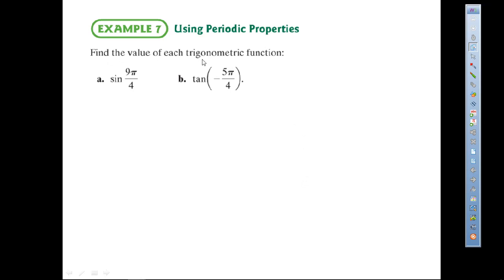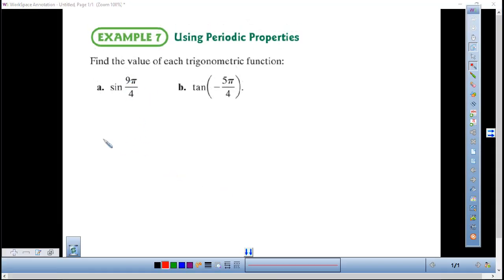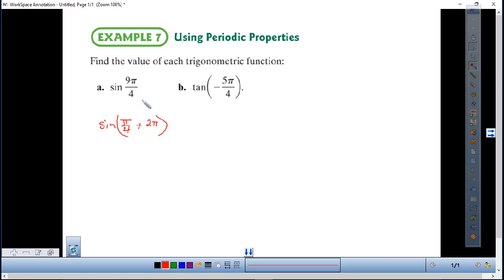All right, so find the value of each trigonometric function. What you can do here is, if we think of this as the sine of pi over 4 plus 2 pi, well, pi over 4 and 2 pi, in terms of pi over 4, is 8 pi over 4. So pi over 4 plus 8 pi over 4 gives us 9 pi over 4.